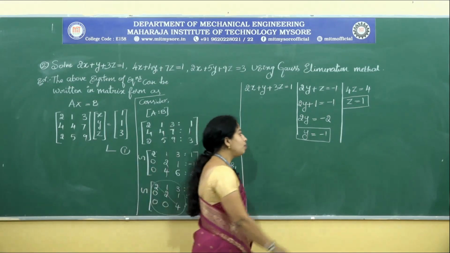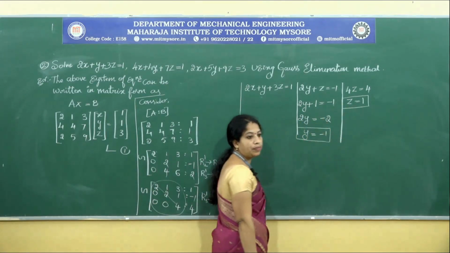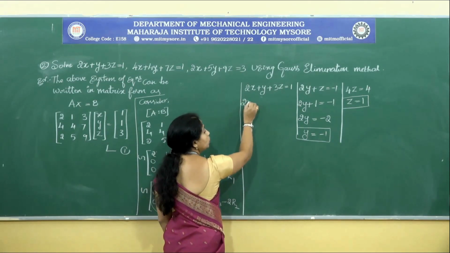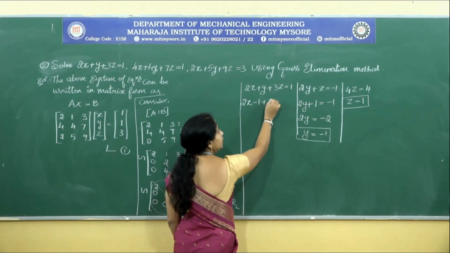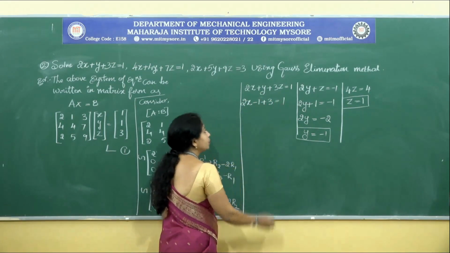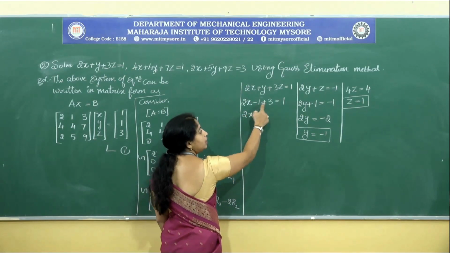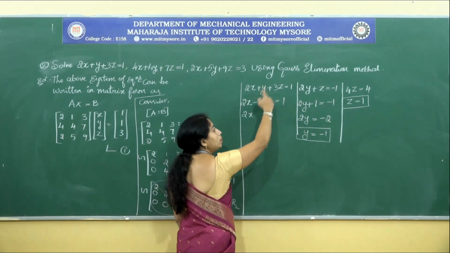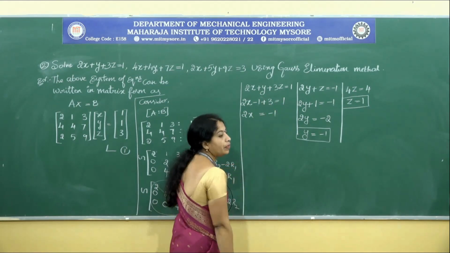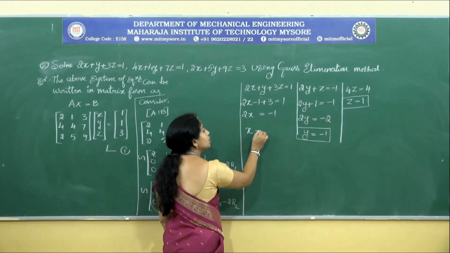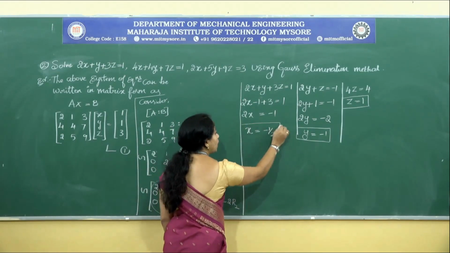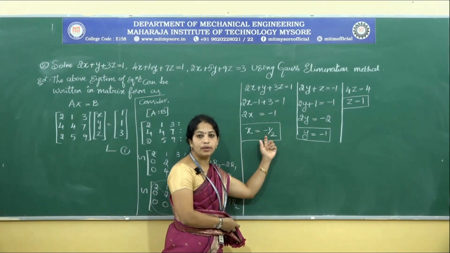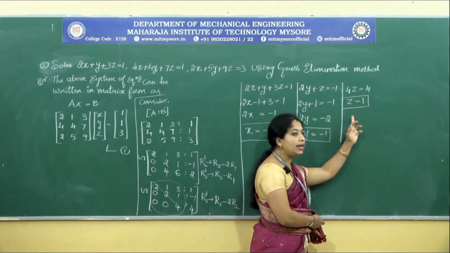Now we got both y as well as z values. Substitute these values in the first equation, you will get 2x minus 1 plus 3 times 1 is equal to 1. Therefore, 2x minus 3 plus 1 will be, minus 1 plus 3 is equal to 2. 1 minus 2 is minus 1. Therefore, the value of x is minus 1 by 2. Now, the solution is the value of x is minus 1 by 2, y is minus 1 and z is equal to 1.